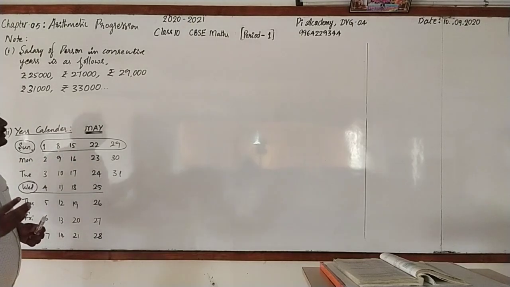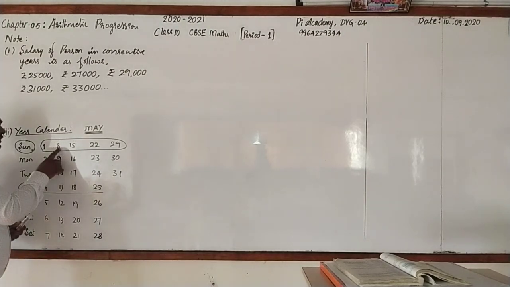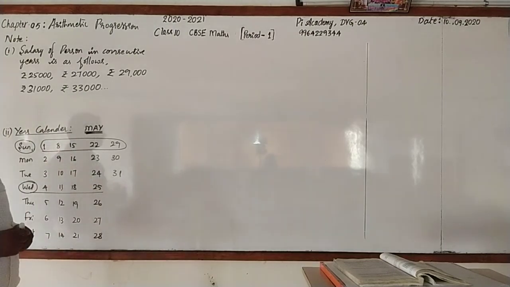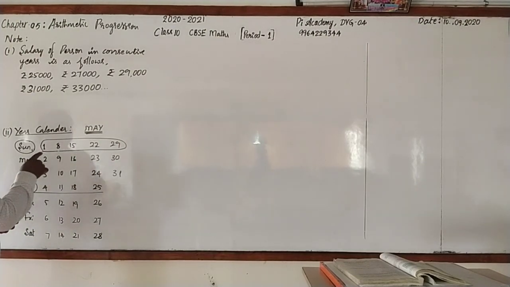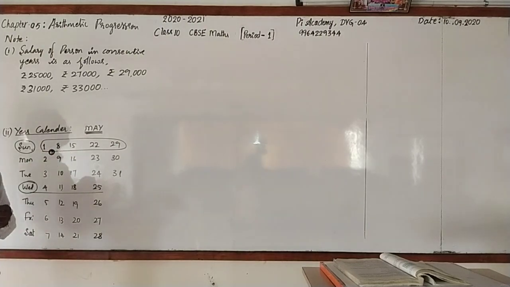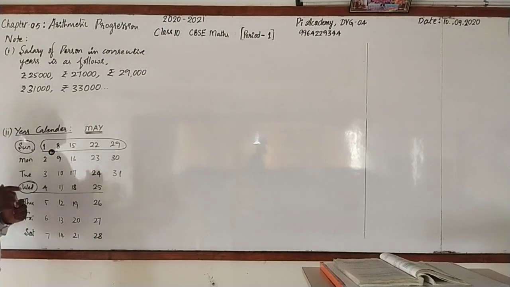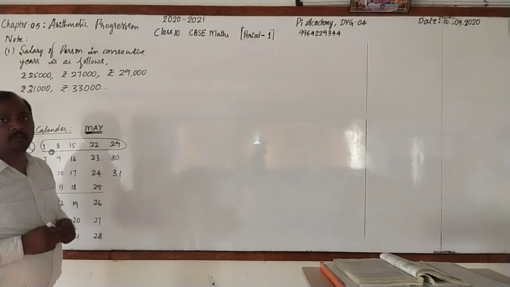Is it not? Hence, we can define AP in another way as a list of numbers in which each number is obtained by adding a fixed number to its previous number, is called arithmetic progression. And whatever the fixed number we have used here, that is 7, this is called common difference. Please do remember, common difference. And here the fixed number is 2000. Here 2000 is called the common difference.